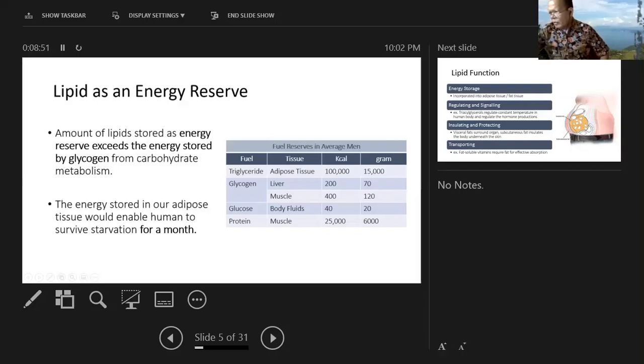It's about 200 for liver and 400 for muscle only. Then for glucose, it's a bit smaller than glycogen, just 20 grams, and the energy stored is about 40 kilocalories.